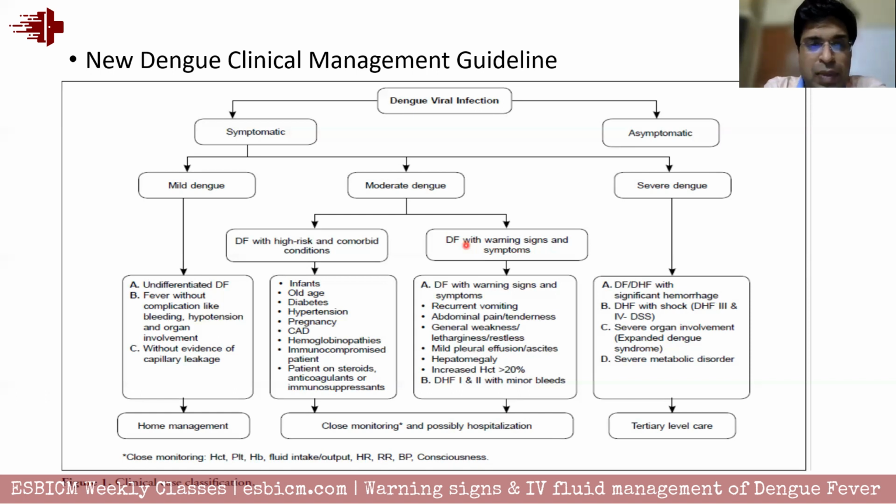So he was telling about moderate dengue with comorbid conditions and dengue with warning signs. If the patient has comorbid conditions like diabetes, hypertension, or pregnancy, you should always take care. A pregnant female is always considered moderate dengue. Also hemoglobinopathies, or if the patient is on steroids due to ILD or certain autoimmune diseases, it's a moderate disease. Or if the patient is on any anticoagulants or immunosuppressants, rheumatoid arthritis or any other condition.